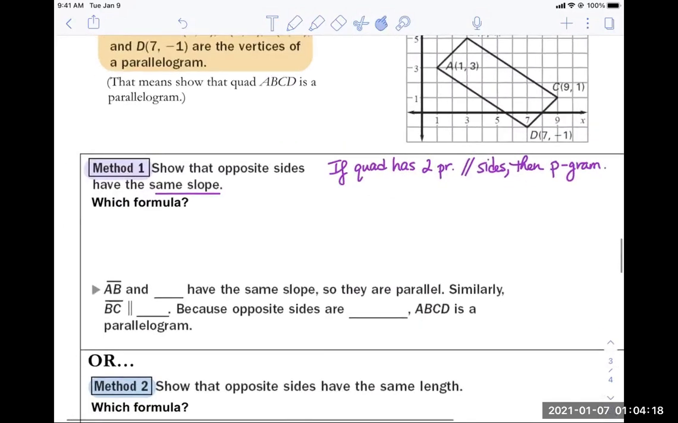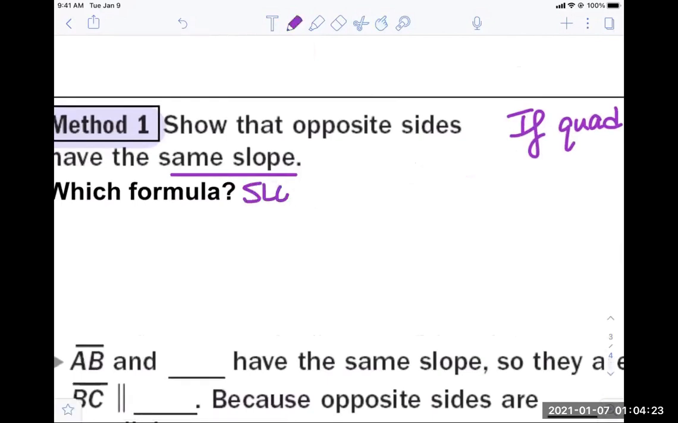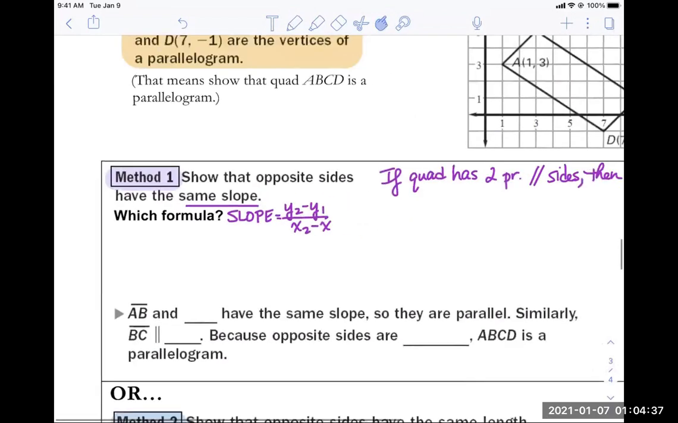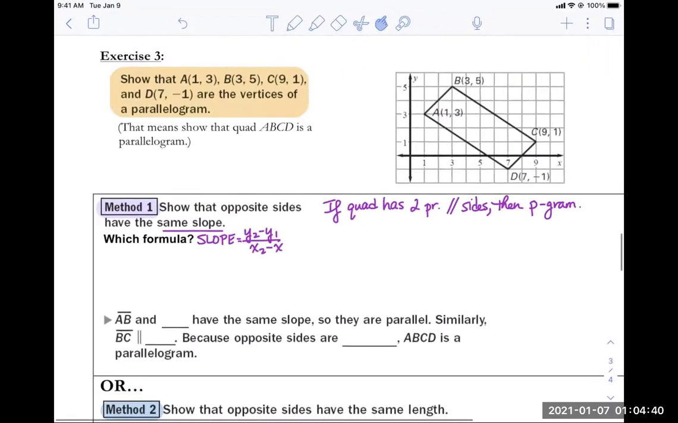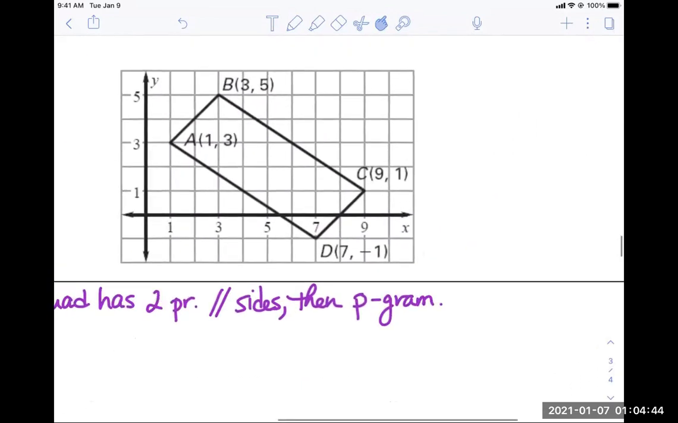So if you're trying to show parallel, you use the slope formula. So we need to make sure we know the slope formula. Slope is y2 minus y1 over x2 minus x1. Okay, so we're showing that both pairs of opposite sides have the same slope. That means we're going to have to do the slope 4 times because we need to show that these sides are parallel, and then we also need to show that these sides are parallel.